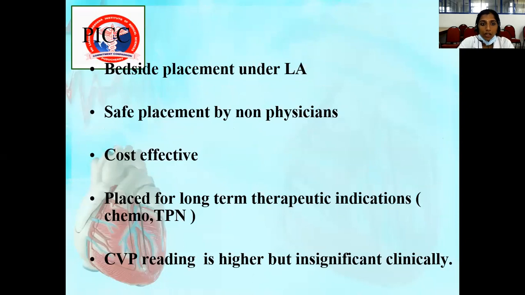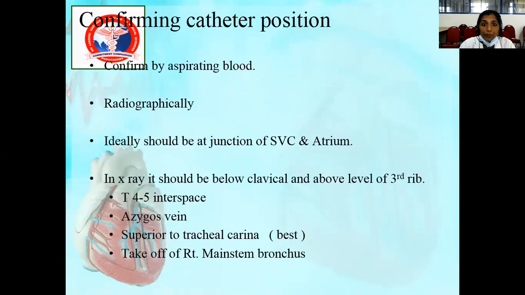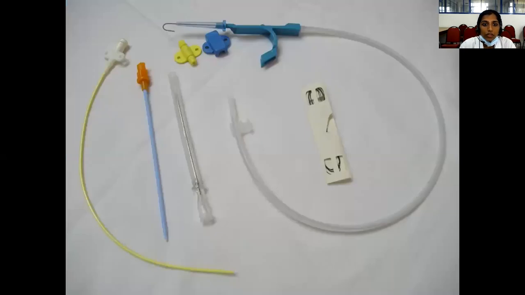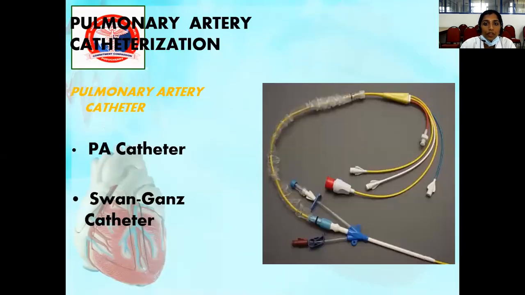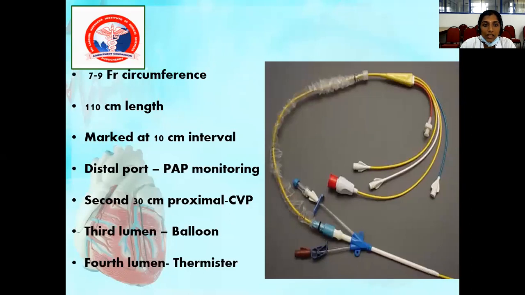So, since we know CVP, we are cannulating the big central vein. We have something called a PICC line, which is the peripherally inserted central line. It is done to minimize infections, and it is less invasive. This is the CVP set. This is a Swan-Ganz catheter.